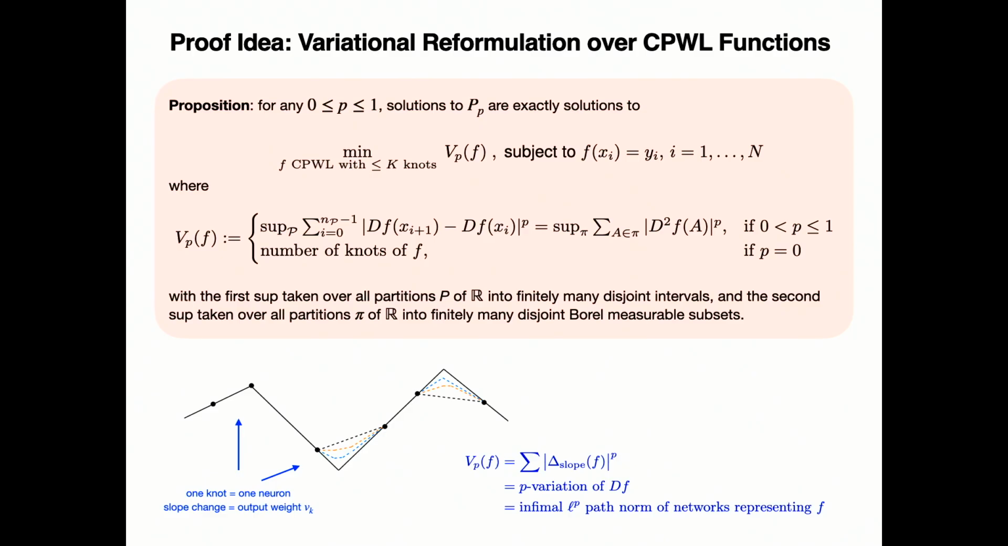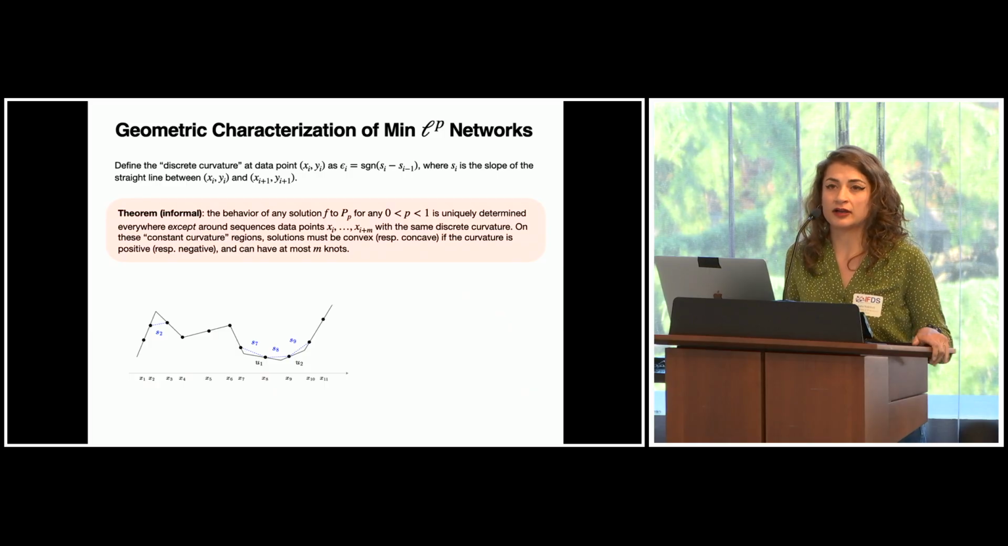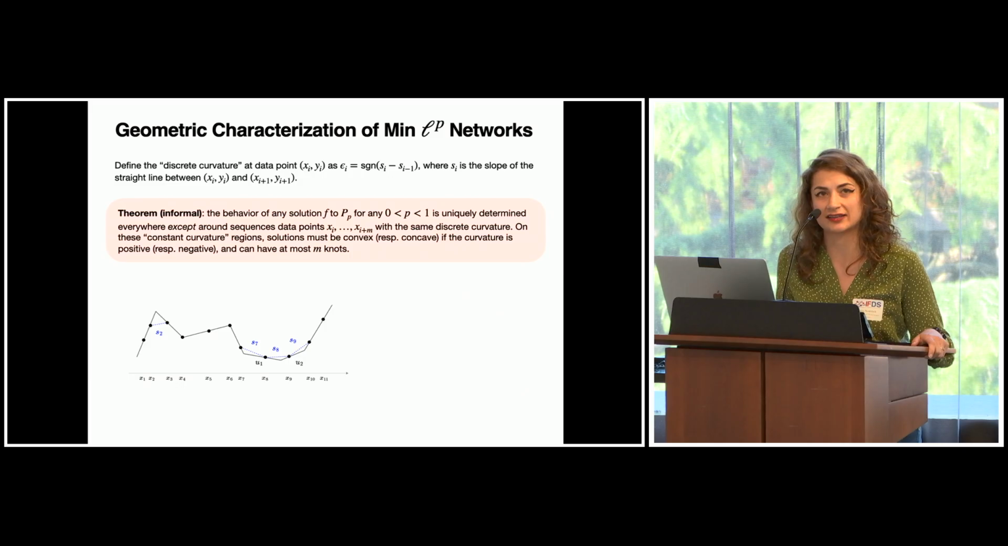So the LP path norm minimization problem is really just saying we want to find the continuous piecewise linear function which interpolates the data such that the sum of absolute slope changes, each to the pth power, is minimal. And for p equals 0, that's just saying we want to find the interpolant that has the fewest total number of kinks, so the fewest number of neurons.